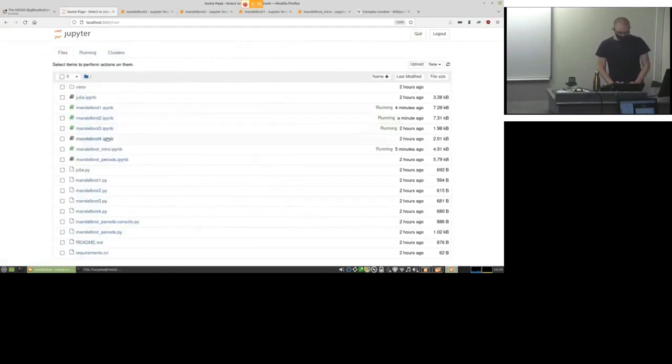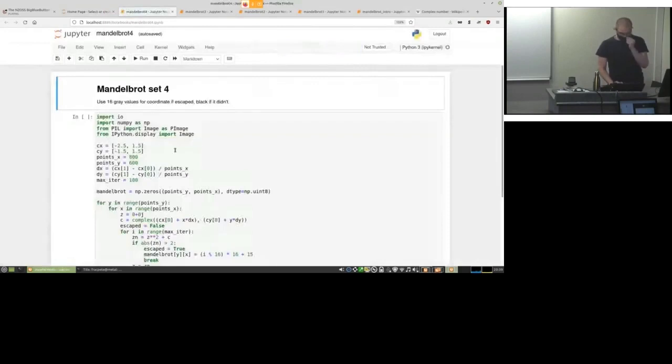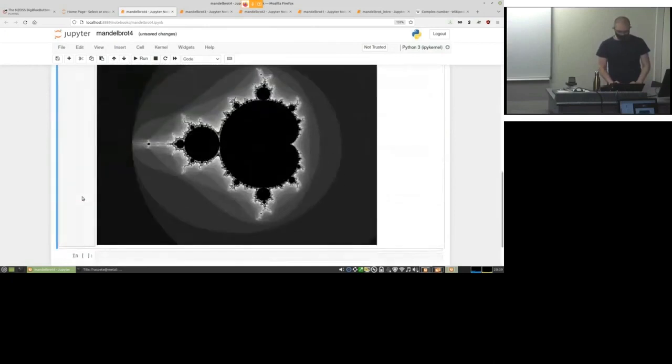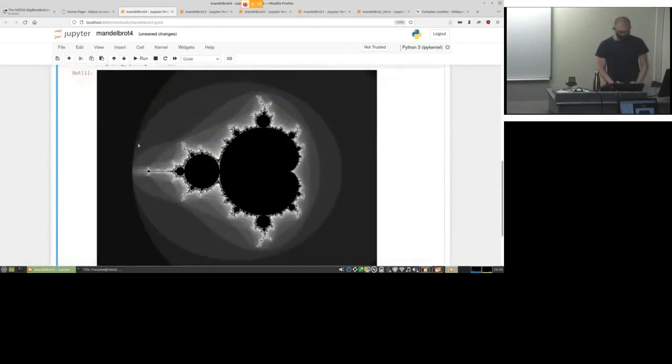And then we can make that a little bit more fancy. We're using 16 gray values, depending on whether a point escaped or not, just to see what that actually looks like. Run that again, and then you're getting a much nicer image, and you can see certain patterns there. Here you see the radius around the origin, the circle of radius 2. And then you can see how it becomes closer and closer aligned to the shape.